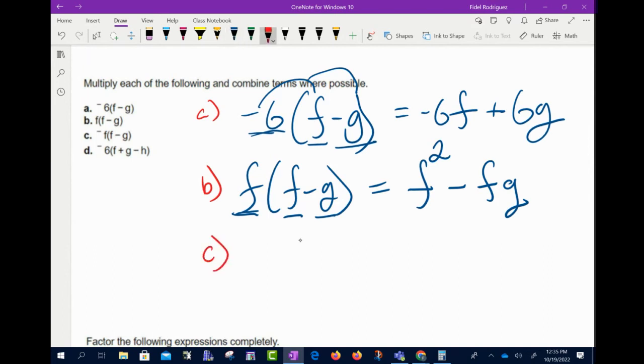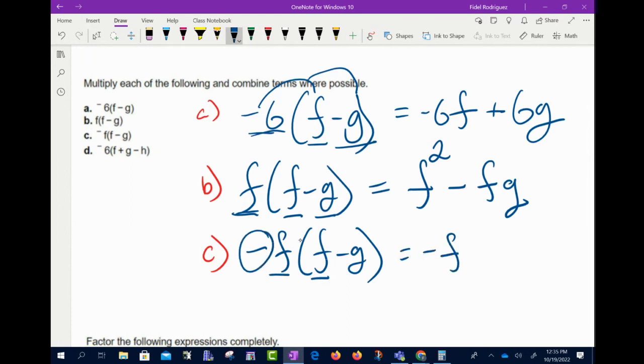All right, I'm going to do part C. I'm going to do it exactly the same way. So look, we have a negative F times an F minus G. I know an F times an F would give me an F squared, but because of that negative, I now have a negative F squared, right? And then a negative F times a negative G. A negative times a negative is a positive, and I still have my F and G.